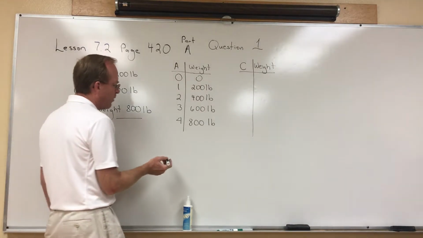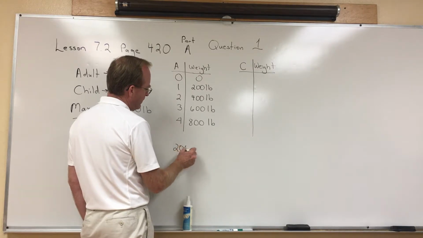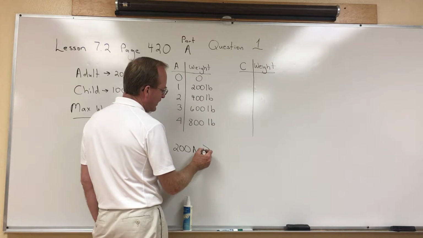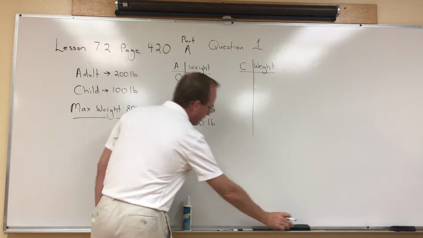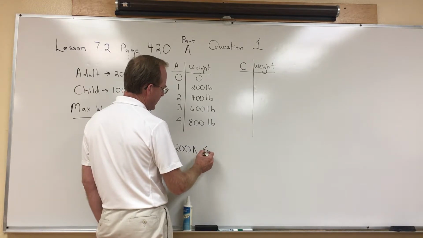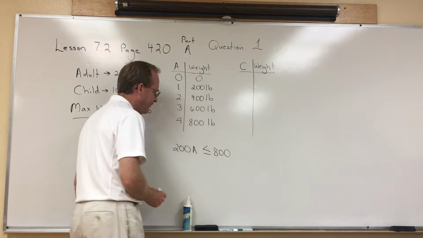And we could write that inequality as 200 pounds times a certain number of adults is, whoops, we don't want to do that. We don't want to be greater than, otherwise the raft's going to have problems. It's got to be less than or equal to, it's okay if it's equal to, 800.